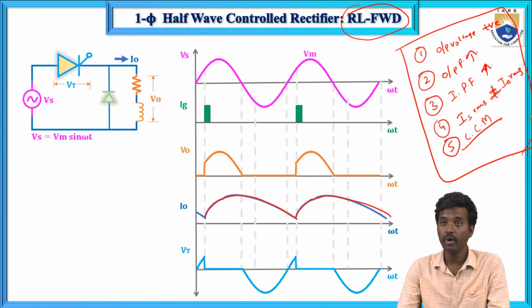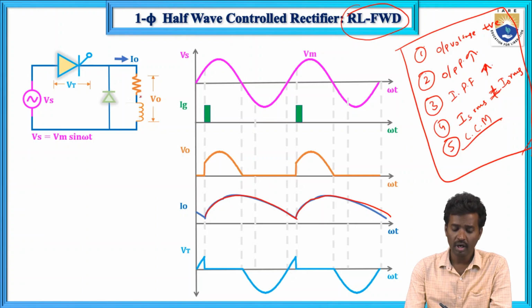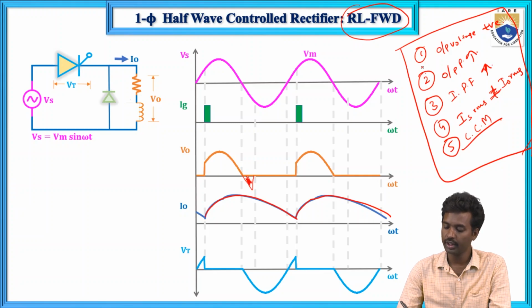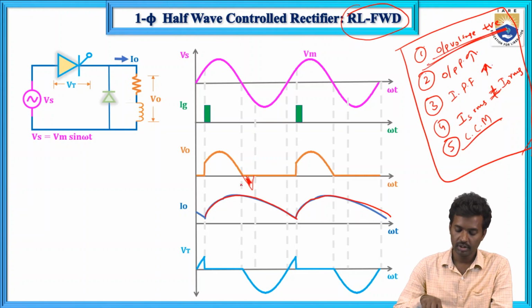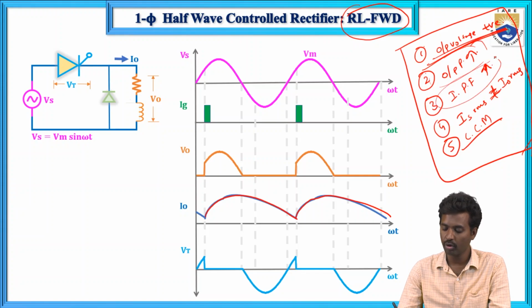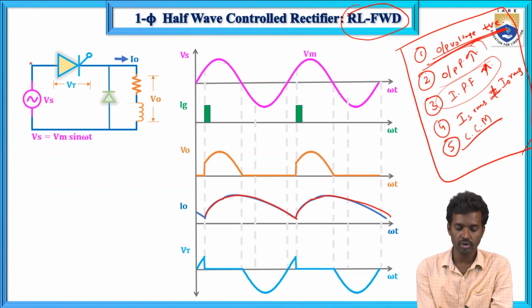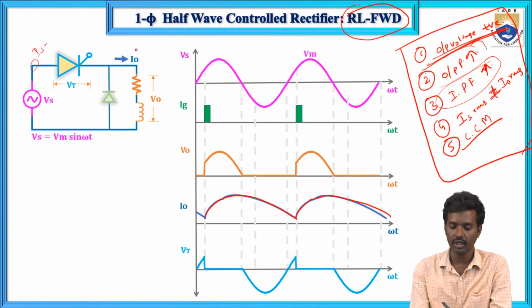So first, output power is always positive, in case of RL load, where this is the negative. Here there is no negative voltage, only positive voltage, and output power increases, input power factor increases. And here the source IS RMS current and output I0 RMS current are not the same, and continuous current conduction is possible.